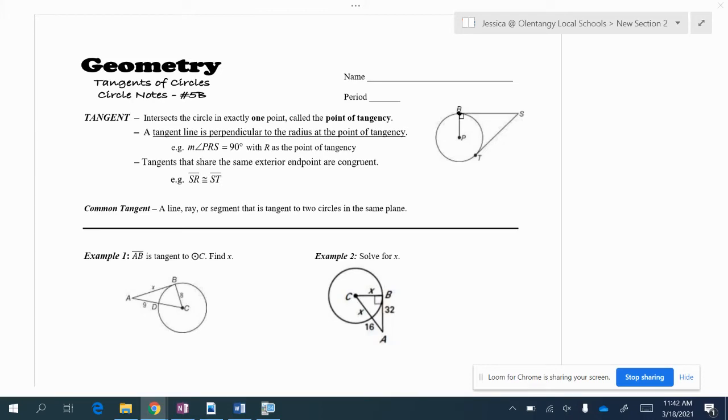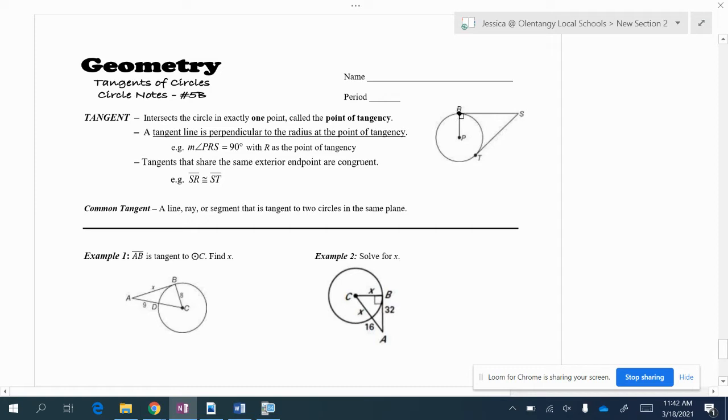2.5b, tangents of circles. So a tangent intersects the circle in exactly one point called the point of tangency. So here, this line RS intersects the circle at R. So R would be considered a point of tangency.